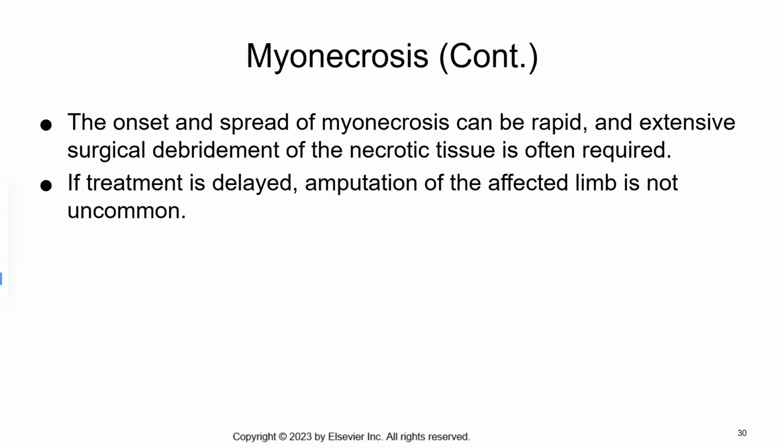The onset and spread of myonecrosis can be rapid and extensive. Surgical debridement of the necrotic tissue is often required. If treatment is delayed, amputation is not uncommon.